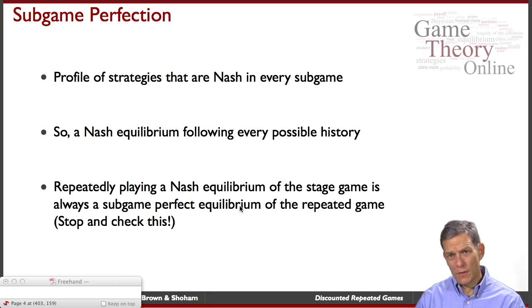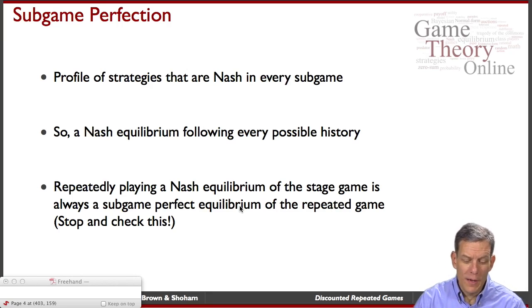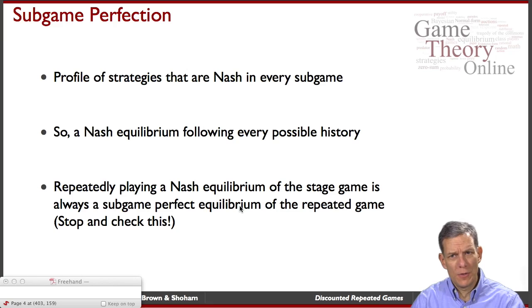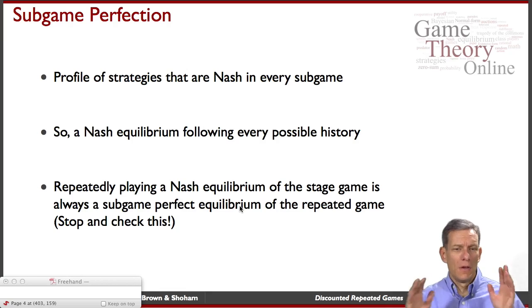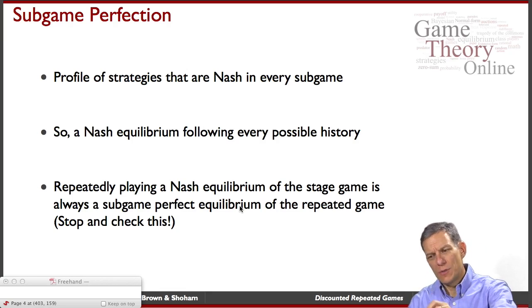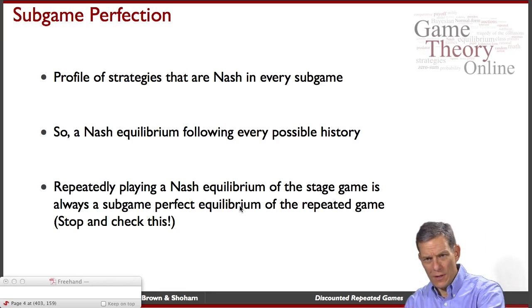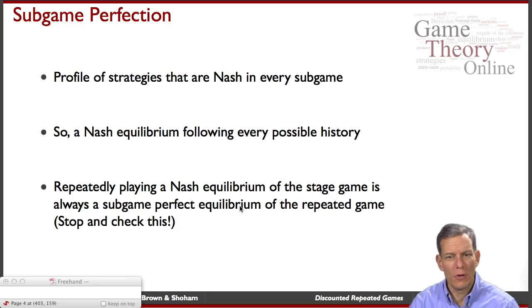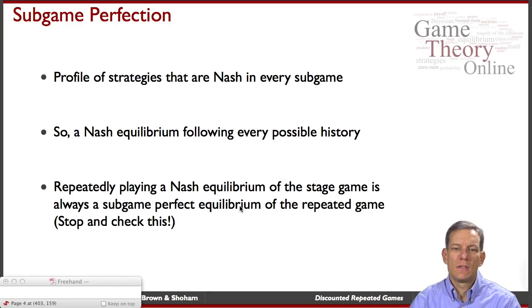One thing to check, and it's important here, is repeatedly playing a Nash equilibrium of the stage game. So just find a static Nash equilibrium of whatever game it is. So for instance, defect in the prisoner's dilemma. Just play that forever, no matter what's happened in the past. It's always going to be subgame perfect. So for every possible history, everybody's going to say that they're going to play the Nash equilibrium forever going forward. You can check that that's a subgame perfect equilibrium, right?